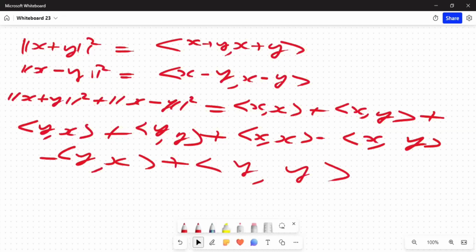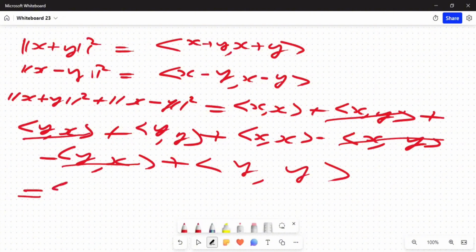Okay, so if you check this together, you see minus x comma y and plus x comma y will cancel out. These two will cancel out, right? What else? This is y comma x, minus y comma x. Both of them will also cancel out. Do you see that? I hope you are with me. What do you have left?